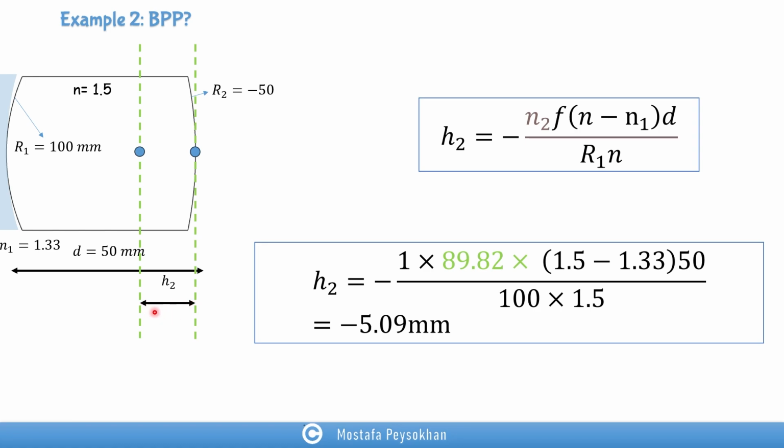So it has a negative sign. From this surface, you should move in this direction. So we find the back principal plane relative to this surface also.